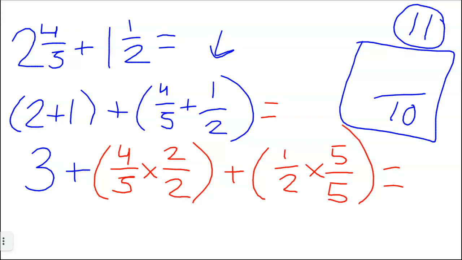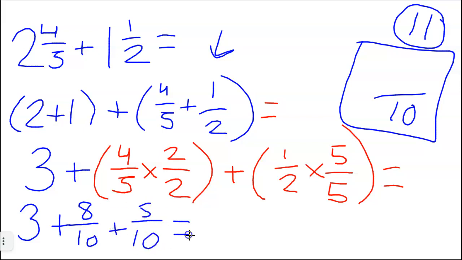I'm going to multiply 4/5 by 2/2, and 1/2 by 5/5. This is the exact same as when I draw it in my area model, just now we're using the number representation. All right, so when I simplify that, I have 3 plus 8 tenths plus 5 tenths. So that would have given us how much, friends? That's right, 3 and 13 tenths.